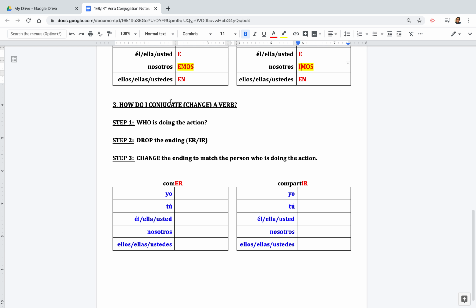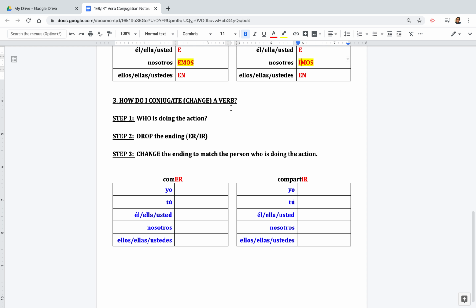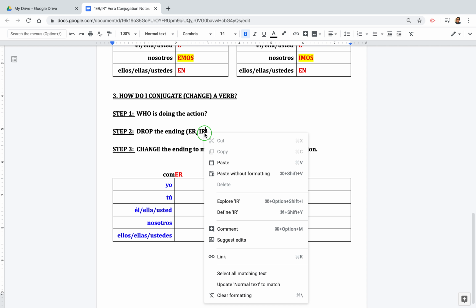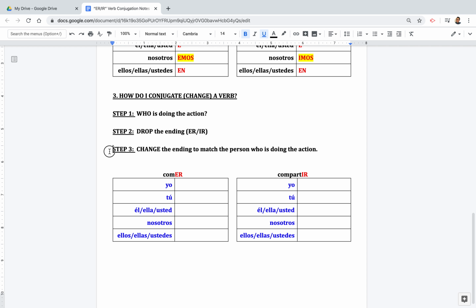We already know how to conjugate or change the ending of a verb. Step 1 is always to ask ourselves who is doing the action. Step 2 is to drop the ending. Last week it was AR, this week it will be ER and IR. And step 3 is to change the ending to match the person who is doing the action.